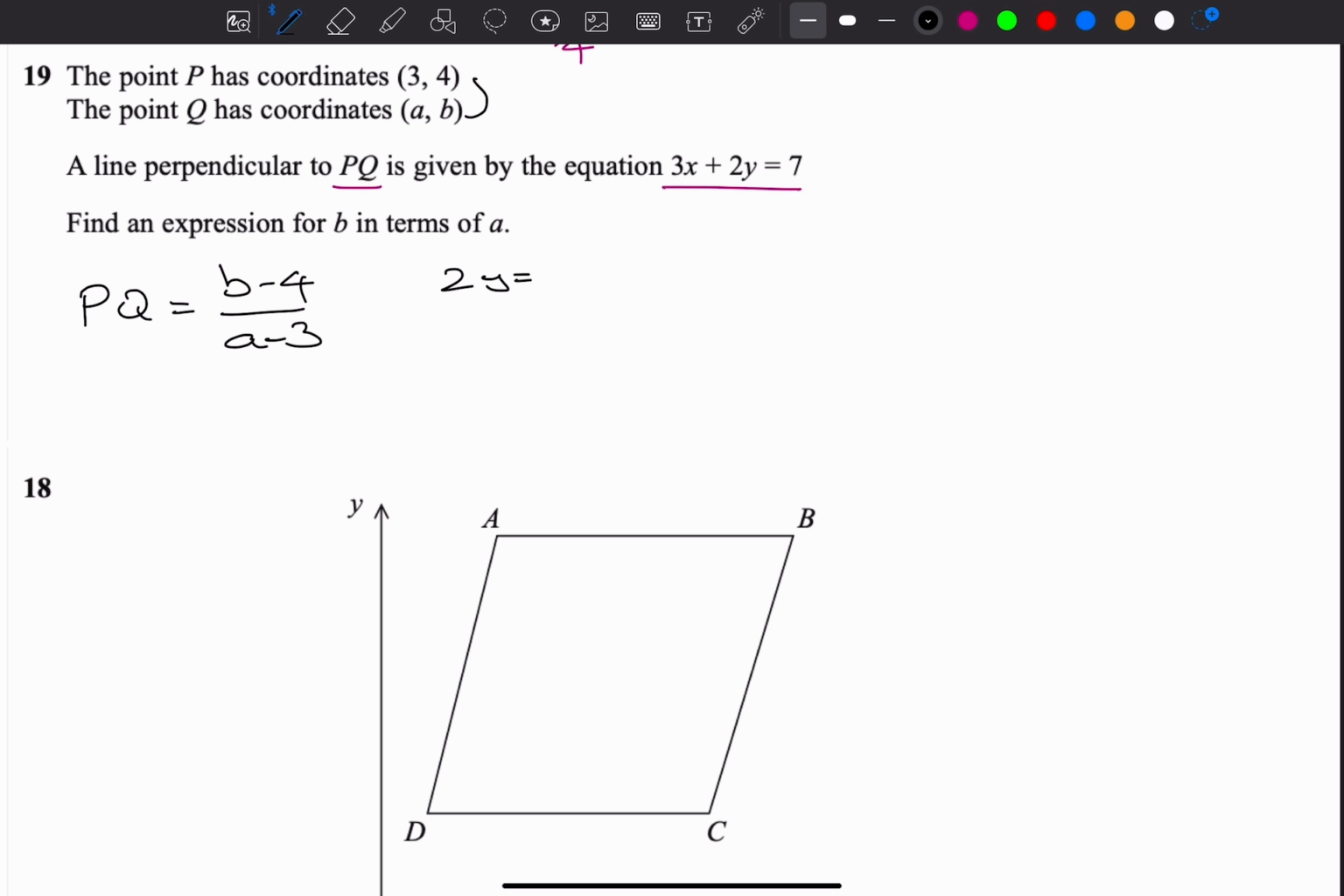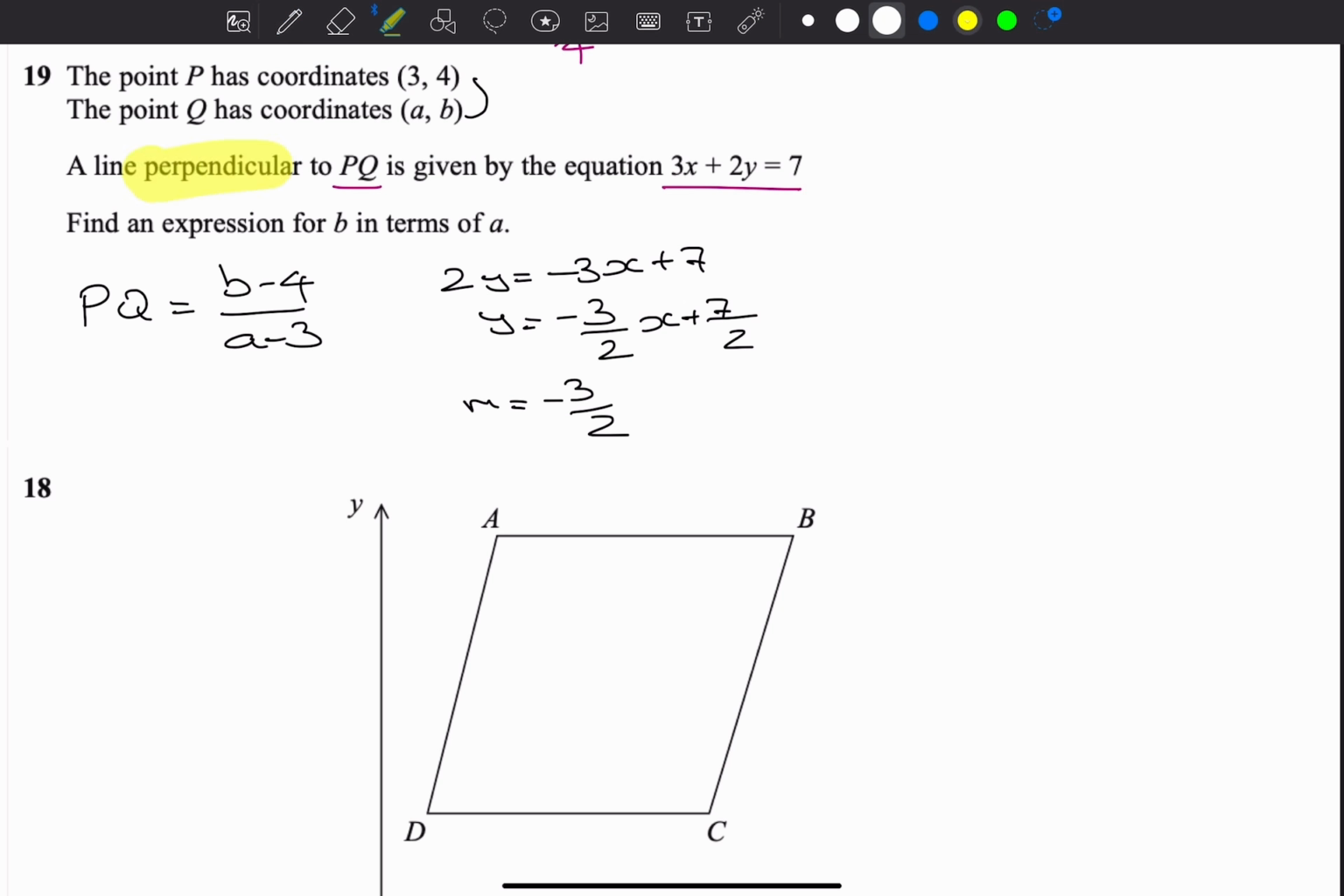What is the gradient of that line? 2y, make it the subject, equals minus 3x plus 7. What is y? It is minus 3 over 2 x plus 7 over 2. So the gradient of that one is minus 3 over 2 then. It's technically the same line. No, it's not the same line. It's a perpendicular line. So what do you know about perpendicular lines?